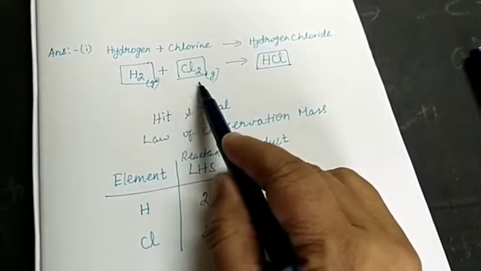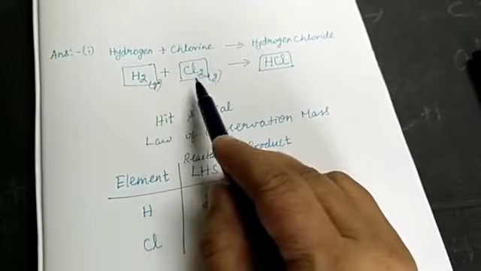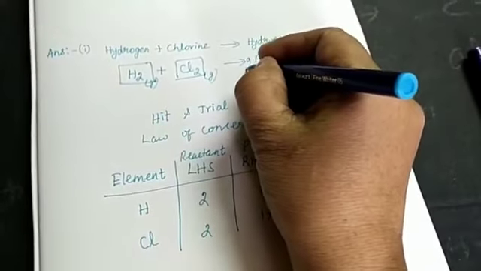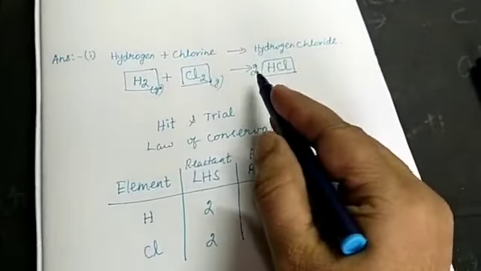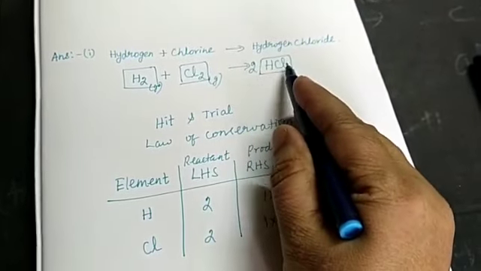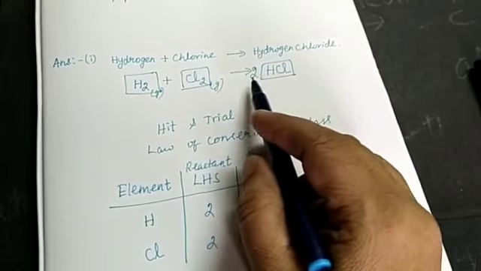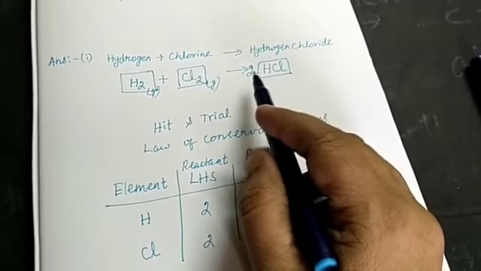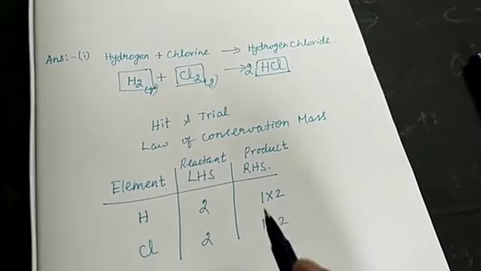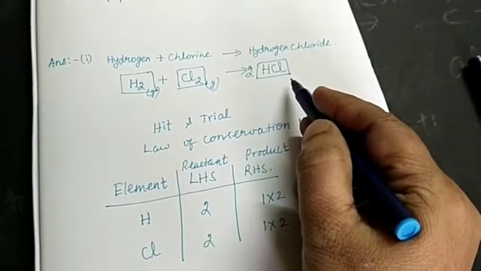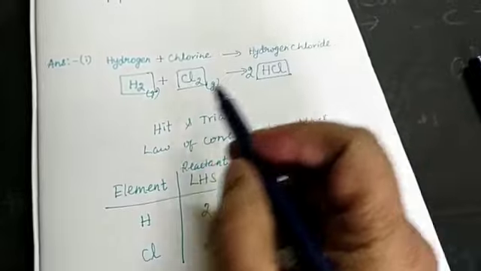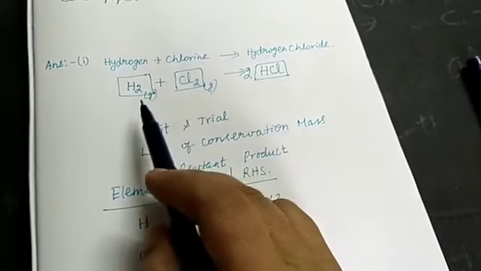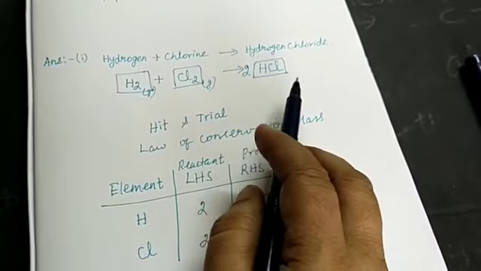So here hydrogen plus chlorine, H2 plus Cl2 gives HCl. In order to balance, we are writing 2 in front. So now it has become 2H and 2Cl. Now the 2 which is written outside the box is common for hydrogen as well as for Cl. So now everything is balanced. Now it is a balanced equation. How to read out this equation? H2 plus Cl2 gives 2HCl.